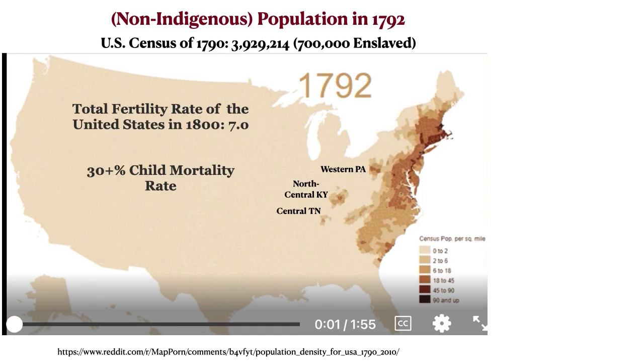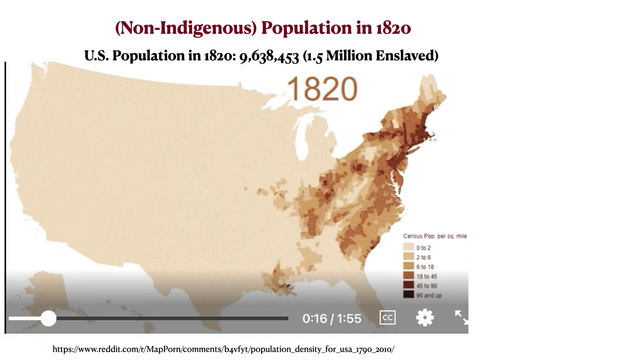Look at the population of the U.S. In 1790, just under 4 million, with 700,000 enslaved. By 1820, getting close to 10 million, with 1.5 million enslaved. And you can see how Western expansion is increasing. It's not just a simple movement to the west, though. You can see much more in the central part of the country.